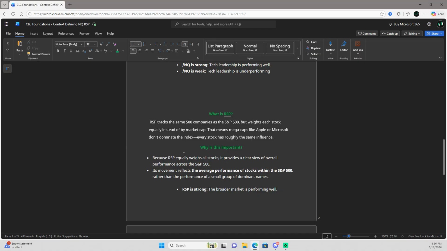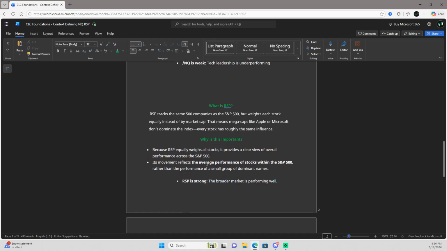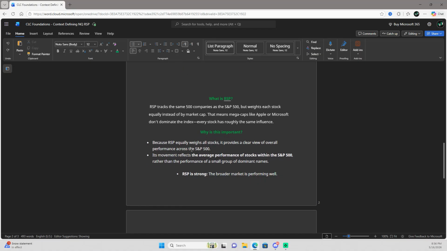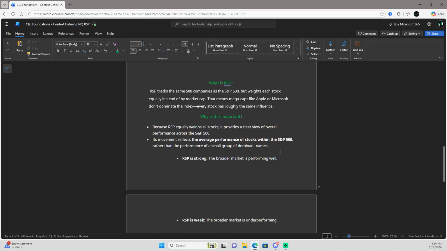And so because RSP equally weighs all of these stocks, it provides a clearer view of the overall performance of the S&P 500, and its movement reflects the average performance, aka market breadth, rather than the performance of a small group of dominant names. So we want to understand, if ES is moving to the upside, is that move being supported by the overall market, or is it just being influenced and driven by a few names, like Apple and Nvidia and a couple of the very, very large market cap names?